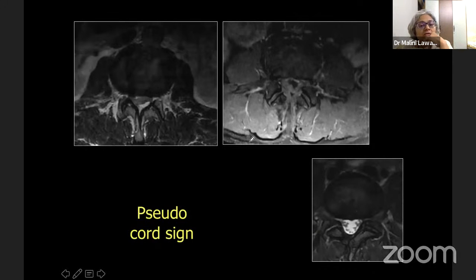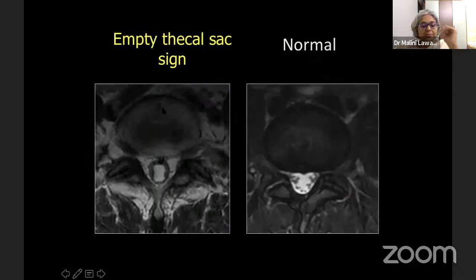The other appearance could be, if I look at this, this is the normal. This is normal for comparison. Here you can see how the cauda equina nerve roots are distributed evenly towards the periphery. And in this patient, all the cauda equina nerve roots are clumped. There's nothing compressive here, but they are clumped. It looks like a spinal cord almost. So it's like a pseudo cord sign. So that's a sign of arachnoiditis.